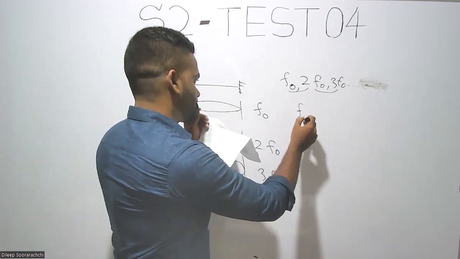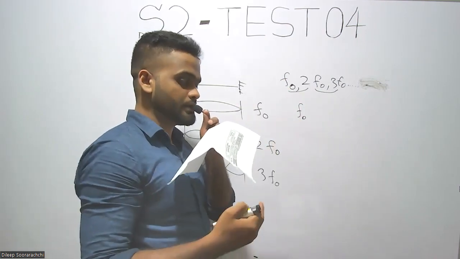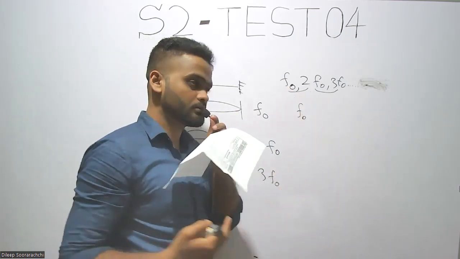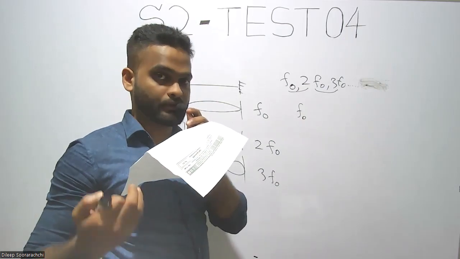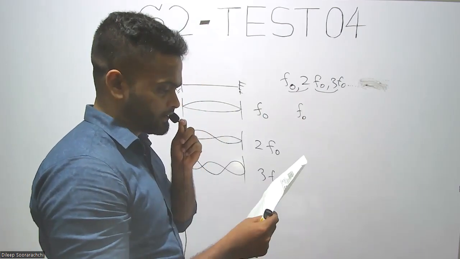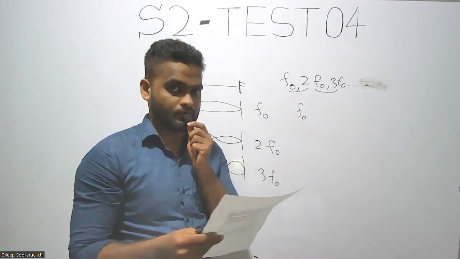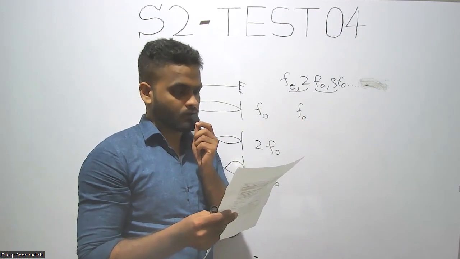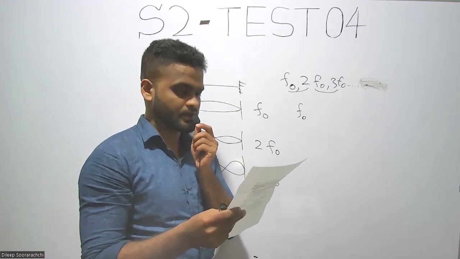So always, in a taut wire, for the overtones or the harmonics, the difference between two consecutive harmonics should be f naught. F naught means the fundamental frequency. If you check the first one, it doesn't have a constant difference between consecutive overtones, so we can remove that.